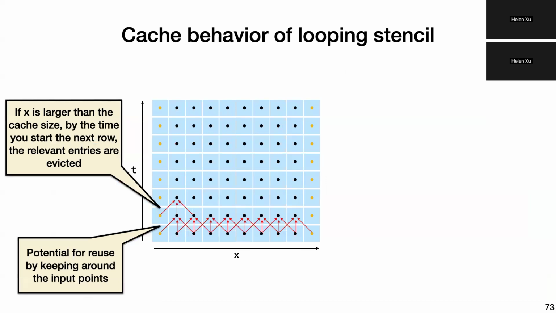This is called a looping stencil because you would implement it with loops. We have these 2 dimensions, x and t. If x is larger than the cache size, then by the time you get back here, so we need these 3 points to compute this point, and x is longer than the cache size, by the time you come back around to here, this line has been evicted from the cache. Then you need to bring them in again to compute the points that have dependencies there. However, there is some potential for reuse, because if these points were still here by the time you came back around, then you wouldn't need to bring them in again.